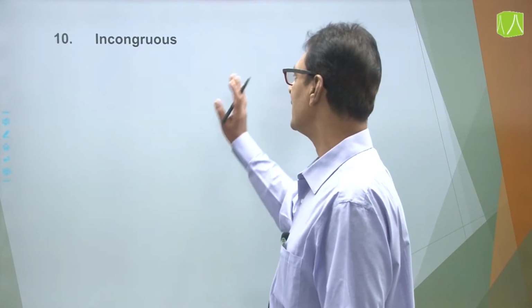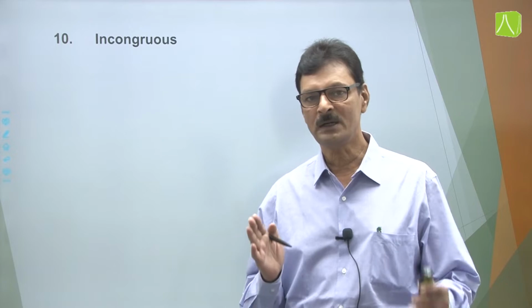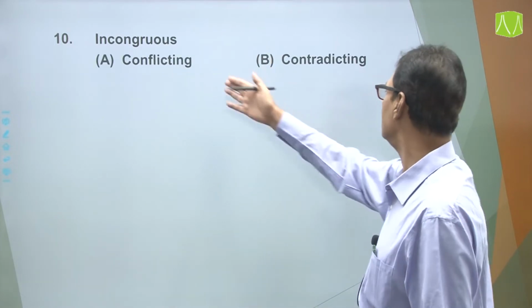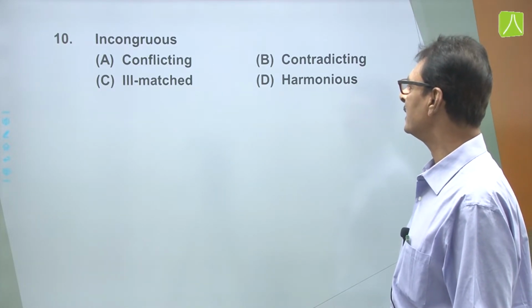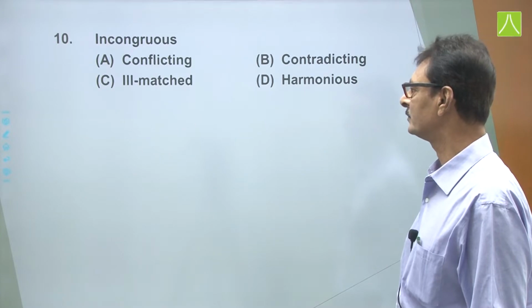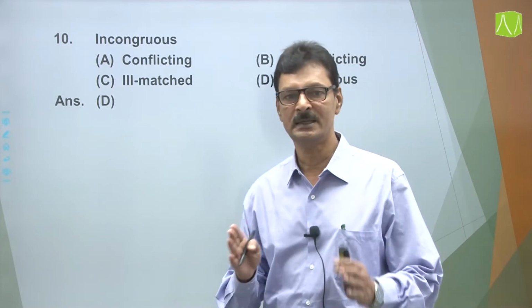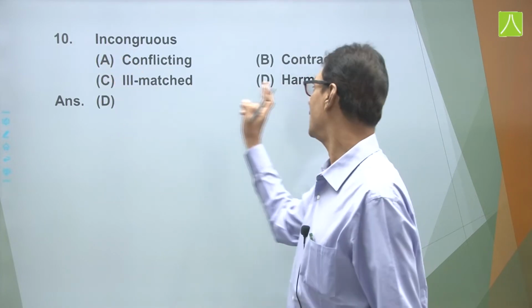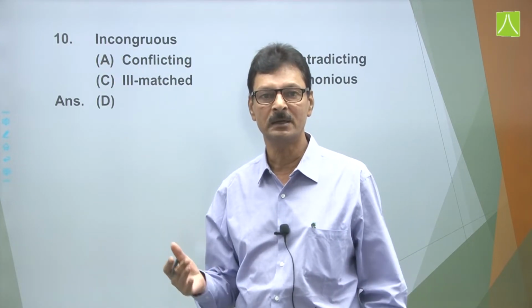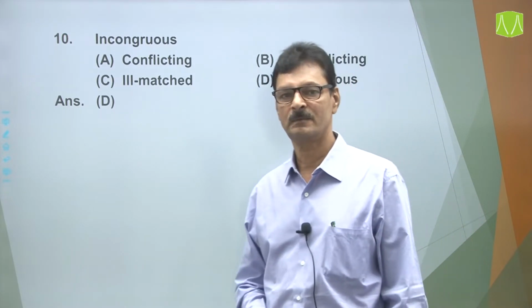चलते हैं with the next word, incongruous. What do you mean by this word congruous? You all must have done, science students, congruent angles and so on. Congruent, similar, incongruent, unsimilar. तो क्या हो जाएगा इसका options? Conflicting, contradicting, ill-matched or harmonious. And the correct answer is D, harmonious, that is going along with. So, the correct answer, the antonym of incongruous is harmonious.